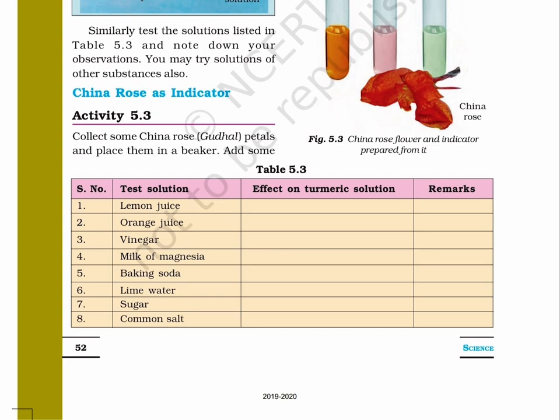The first test solution is lemon juice. Second is orange juice. Third is vinegar. Fourth is milk of magnesia. Fifth is baking soda. Sixth is lime water. Seventh is sugar. And eighth is common salt.